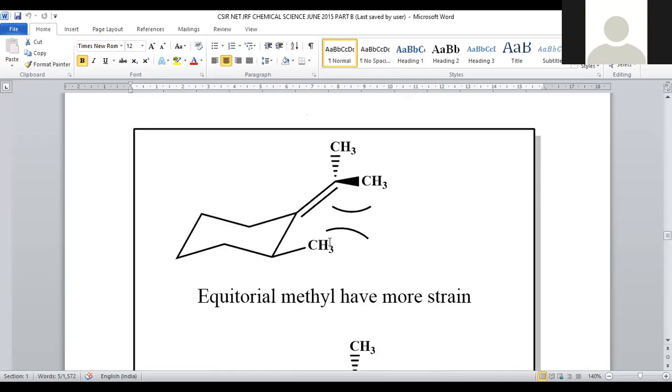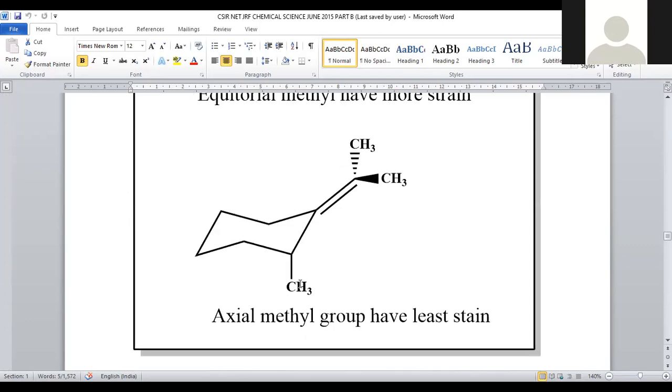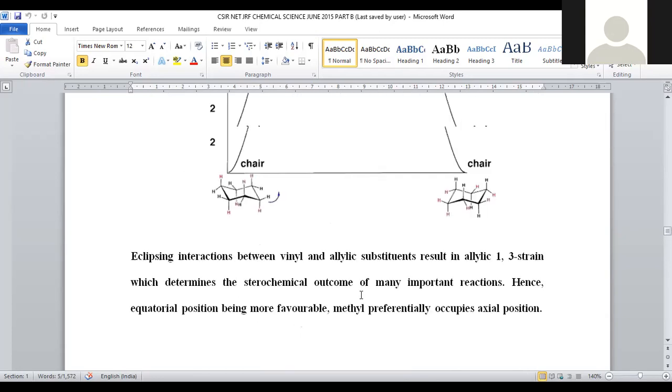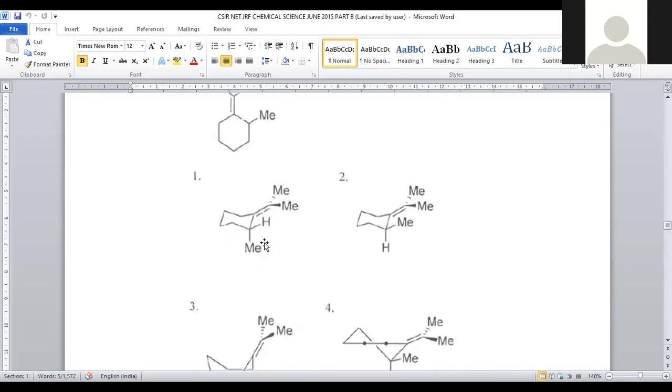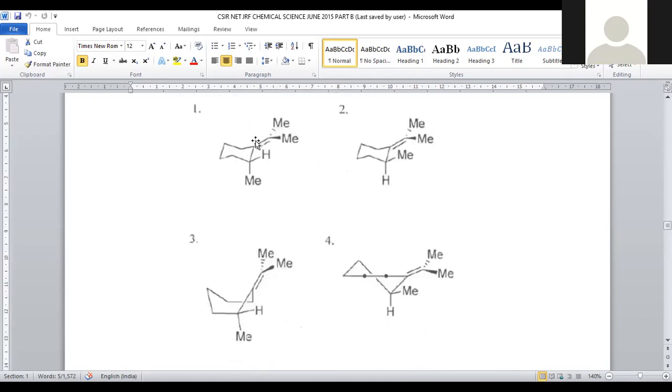Here is the system where methyl and allyl interactions will be there because both the bulky groups are oriented in the equatorial position, highly sterically strained. But when you move this methyl from equatorial to axial, there is a separation between the bulky groups so that steric strain will be minimized. In this manner, we can clearly depict option number 1 where the bulky groups are far apart, where allylic interaction and repulsive forces will be minimized, so option number 1 is the correct answer, right? For question number 43, option number 1 is the correct answer.